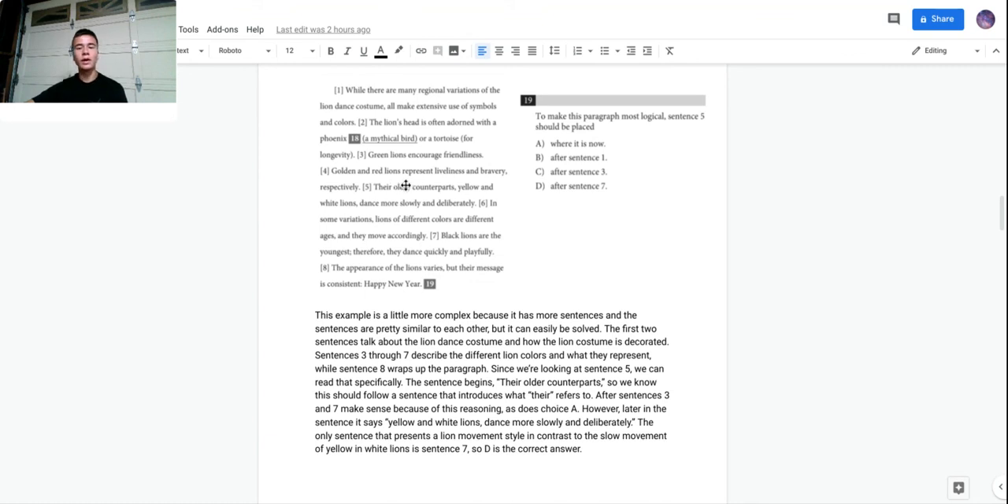where it is now. And if I look at the other choices, it makes the most sense at D after sentence seven, because sentence seven is black lions are the youngest, therefore they dance quickly and playfully. And then sentence five is going to be put right after that. Their older counterparts, the older counterparts of the black lions, yellow and white lions, dance more slowly and deliberately. So that is a contrast to the quick and playful dancing style of the black lions.